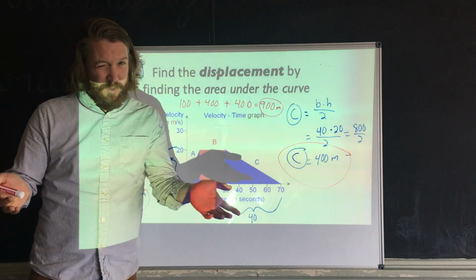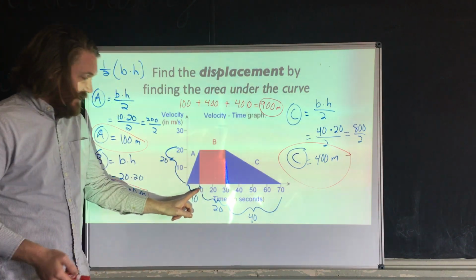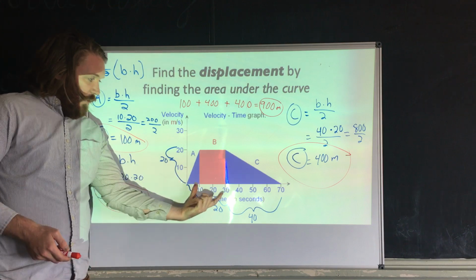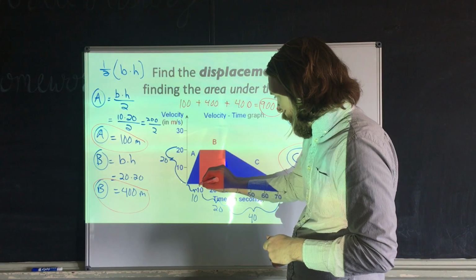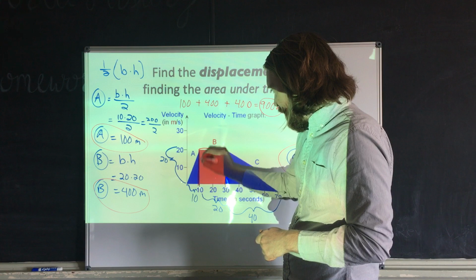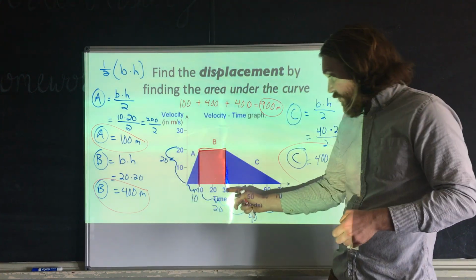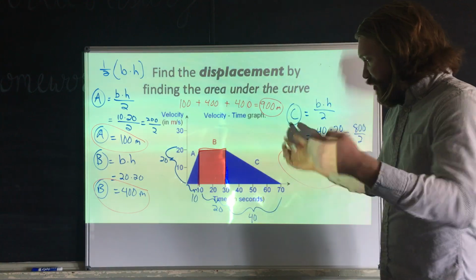But it might ask you a different question. It might say, how far did the object travel between 10 and 30 seconds? Well, all you would do then is take those lines and draw them. Go 10 seconds up, 30 seconds up, and find this shape, which in this case is B. So from 10 to 30 seconds, the object went 400 meters. And you could do this for any shape.